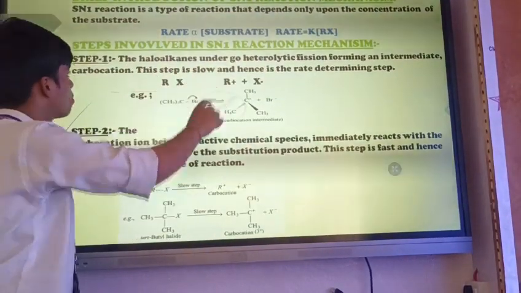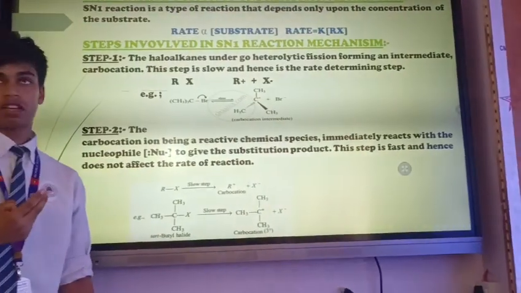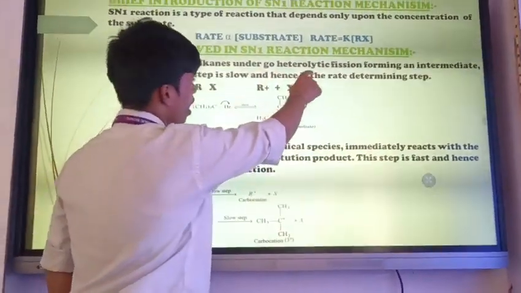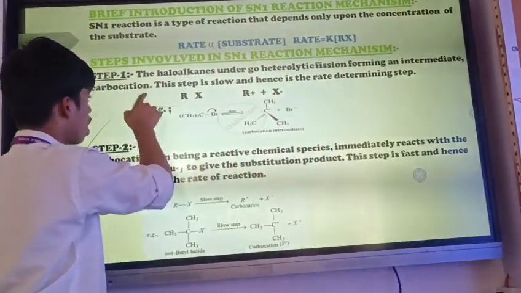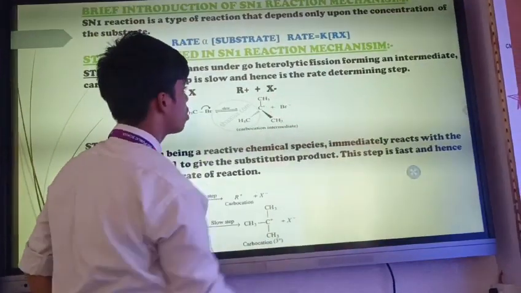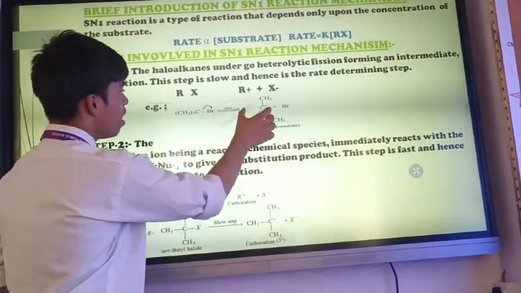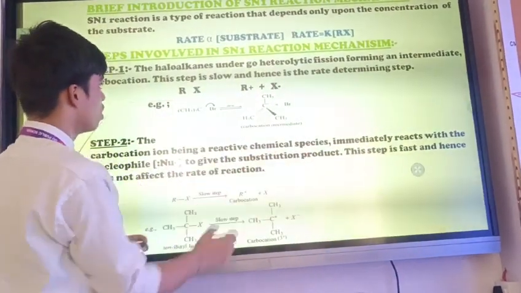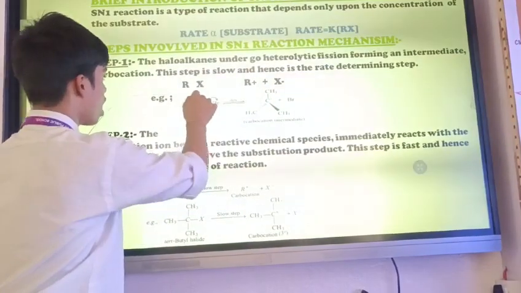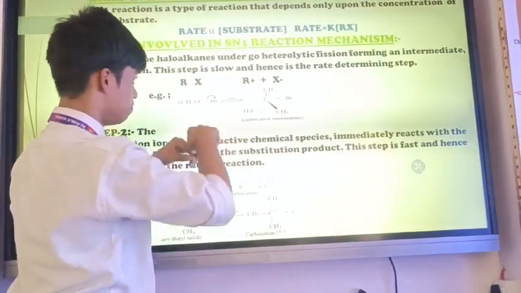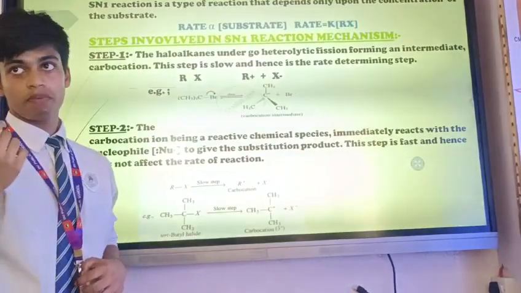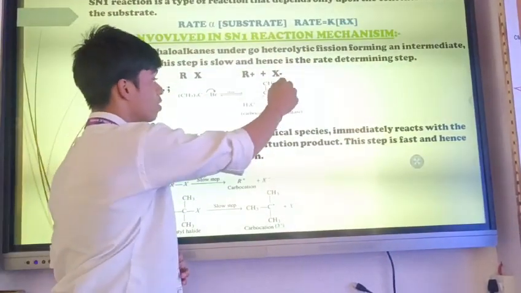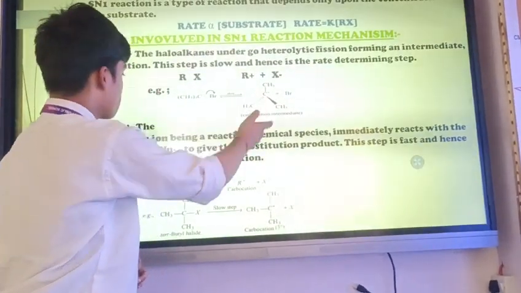Steps involved in the SN1 reaction mechanism. There are two steps in the SN1 reaction mechanism. Step 1: the haloalkane undergoes heterolytic fission forming an intermediate carbocation. This step is slow and hence is the rate determining step. This is the RDS step, as it is the slowest step, and we can determine the rate of the reaction from this step. The carbon-halogen bond breaks heterolytically, forming a positively charged carbocation and a negatively charged halogen atom.